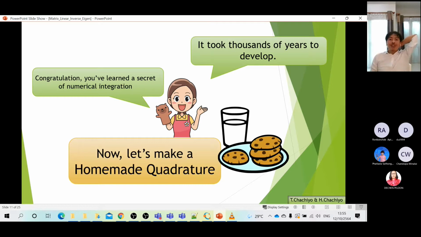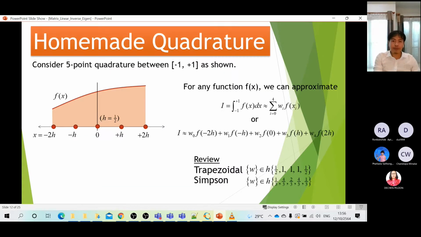Now let's make a homemade quadrature. Do our own version of quadrature. Now put your researcher hat on. Now you are a researcher and you want to invent some stuff, and you want to find your own way of integrating. What can you do? A homemade quadrature. Now let's define the problem.